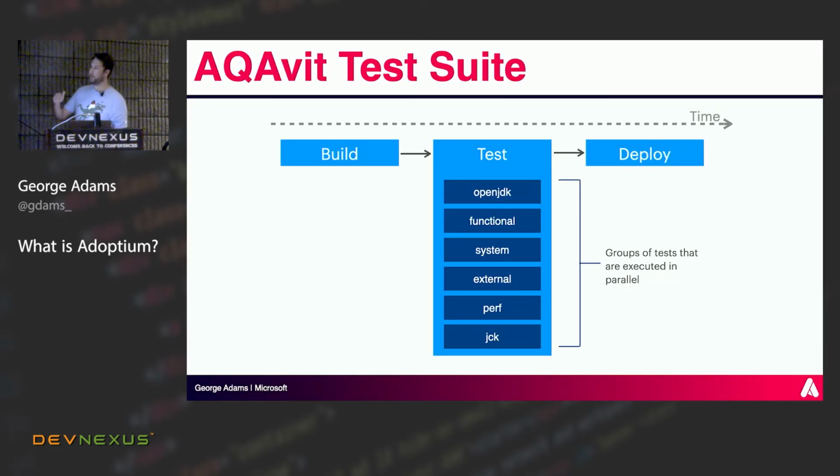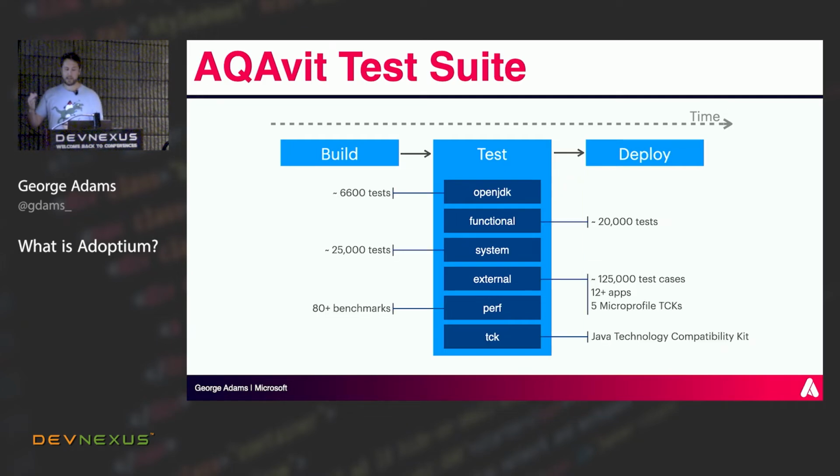Those tests are broken down into a set of suites. So we have OpenJDK, which comes from the JT-Reg ones that are provided upstream. We also have functional and system. External, which is what I mentioned with the application and framework testing, which I'll show you. We run a whole load of performance micro benchmarks. And of course, we run the JCK or TCK as well, which is the technical compatibility kit that Oracle provides us. So that breaks down. You can see the kind of numbers here. The OpenJDK core tests that most vendors run are actually quite a small subset compared to the 125,000, for example, that we run in external and the 80+ benchmarks that we run on perf.